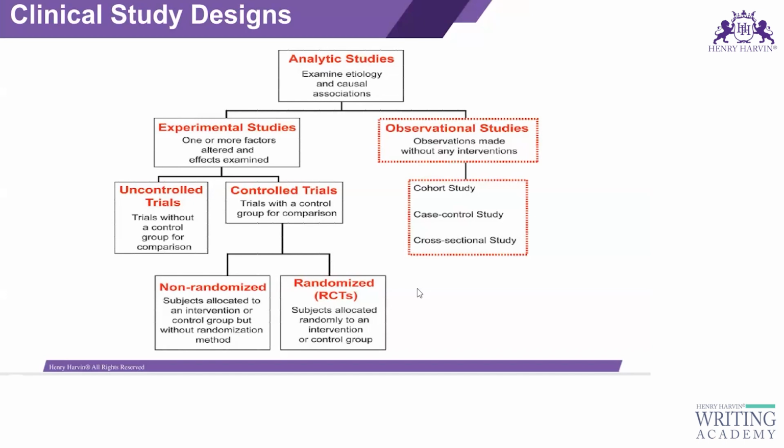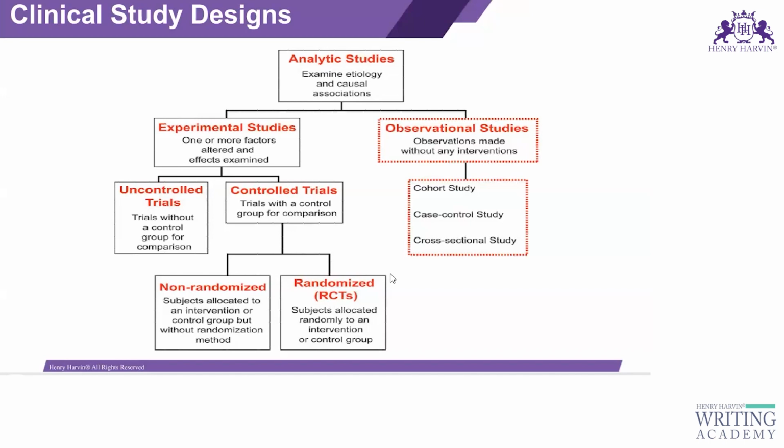Controlled trials are again divided into two types: non-randomized and randomized studies. Non-randomized studies are the studies where subjects are allocated to an intervention or control group, but without a randomization method. So by not using randomization methods, it is decided who will receive the intervention and who will receive the control. That is known as non-randomized studies.